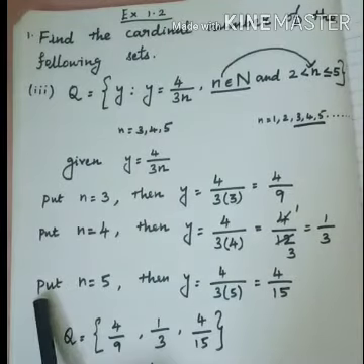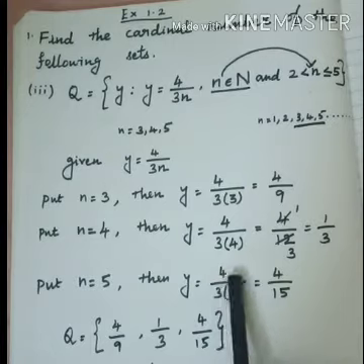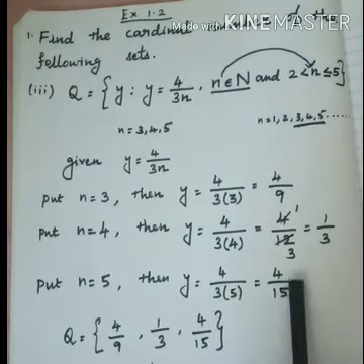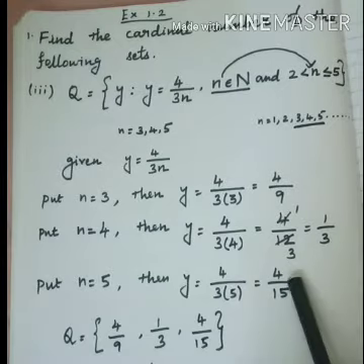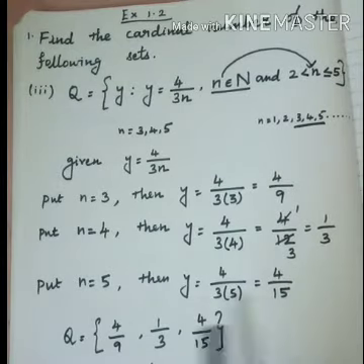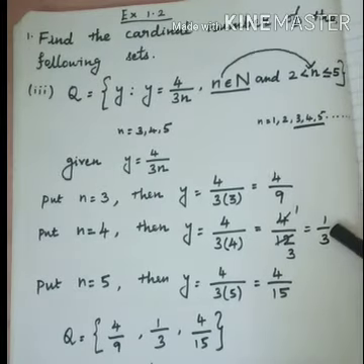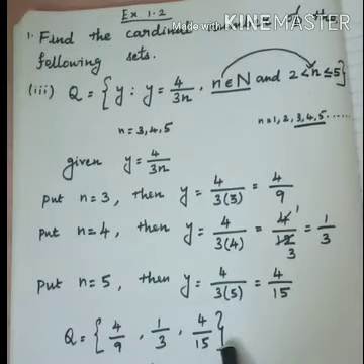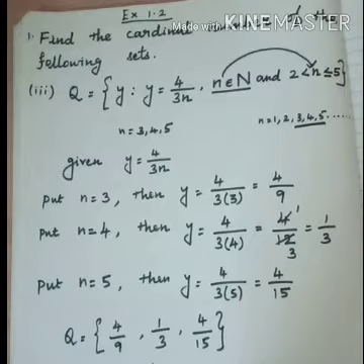And then, put n is equal to 5. Then we get y is equal to 4 by 3 into 5. So, 4 by 15. This we cannot cancel in any table. Now the elements of Q are 4 by 9, 1 by 3, 4 by 15. Here there are 3 elements in Q. So n of Q is equal to 3. The cardinal number of the set Q is 3.